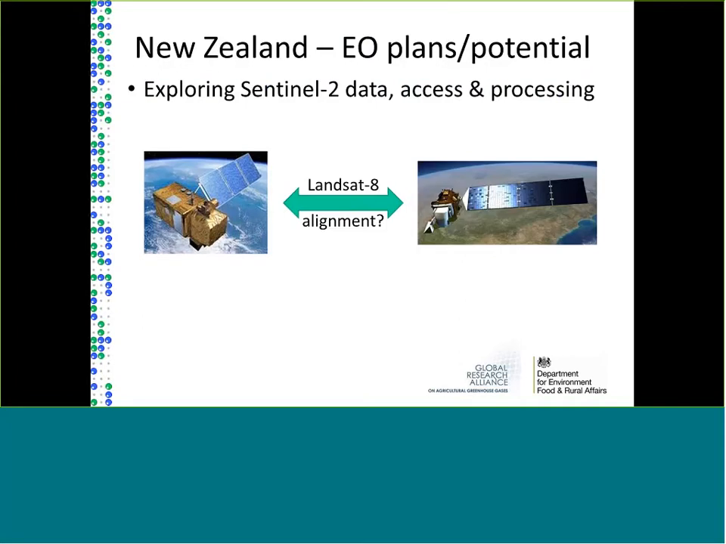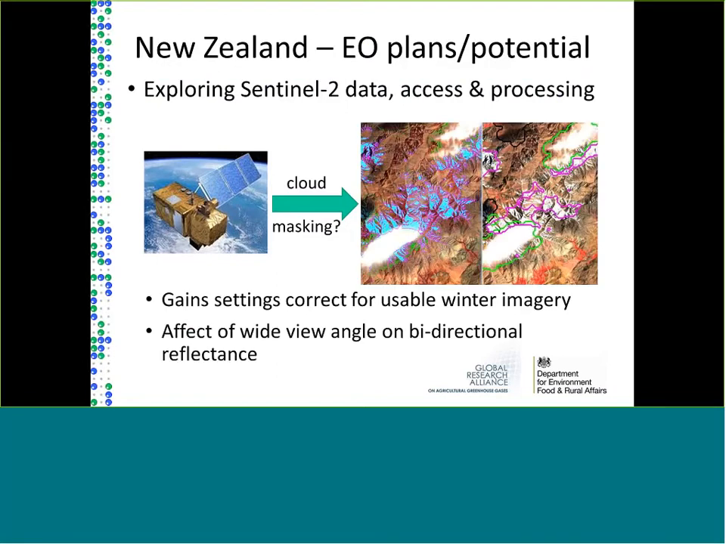Then there's the alignment of the data, this whole issue of using data from different sensors. And now we're comparing with the current very successful Landsat 8 mission, and how does that compare with Sentinel-2? And then back to the problem of the cloud masking. The Sentinel-2 production system does include a degree of cloud masking, but the New Zealand authorities need to understand if it's fit for their purposes.